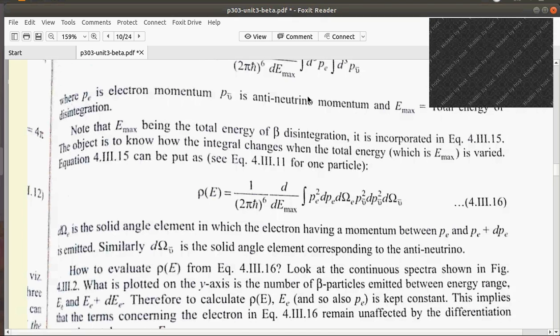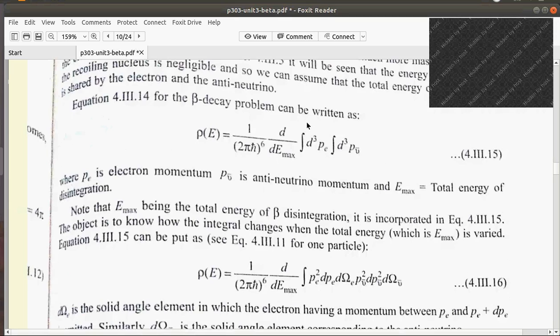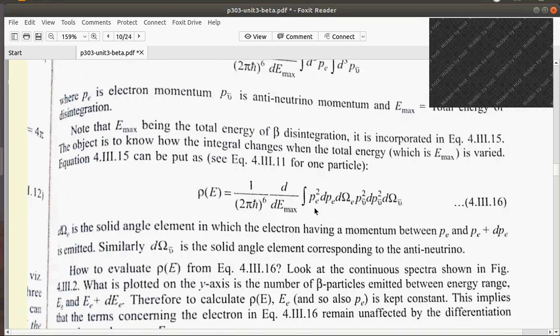Now, as we did in the case of one dimension, instead of dqp, we wrote p square dp d omega. So here also it is pe square dpe d omega e. Now this omega is for electron only. Similarly, for antineutrino, p nu bar square dp nu bar d omega nu bar. Any queries, any doubts till now?